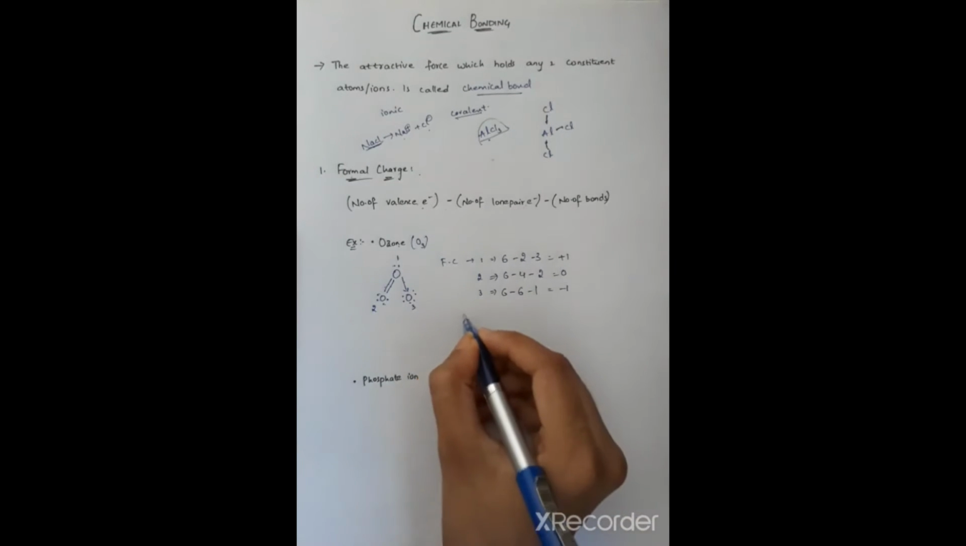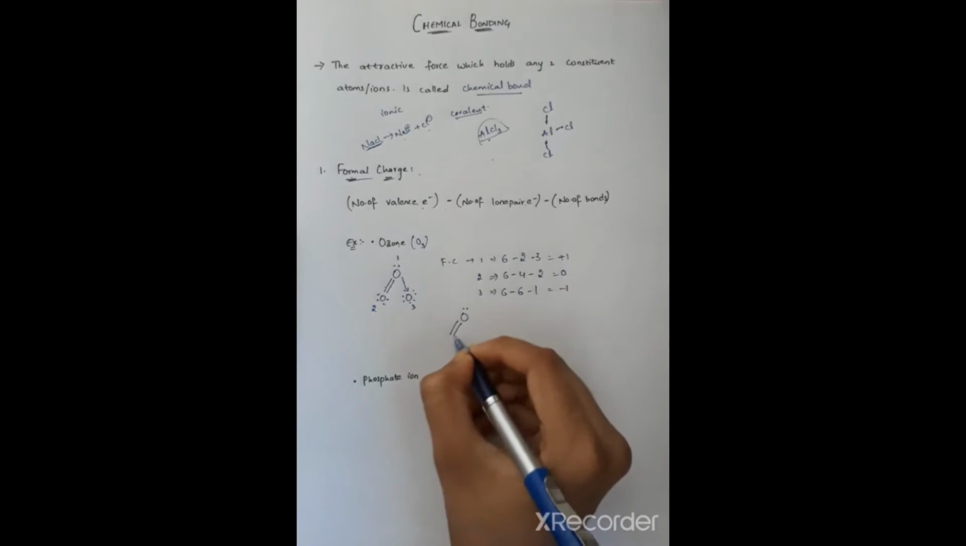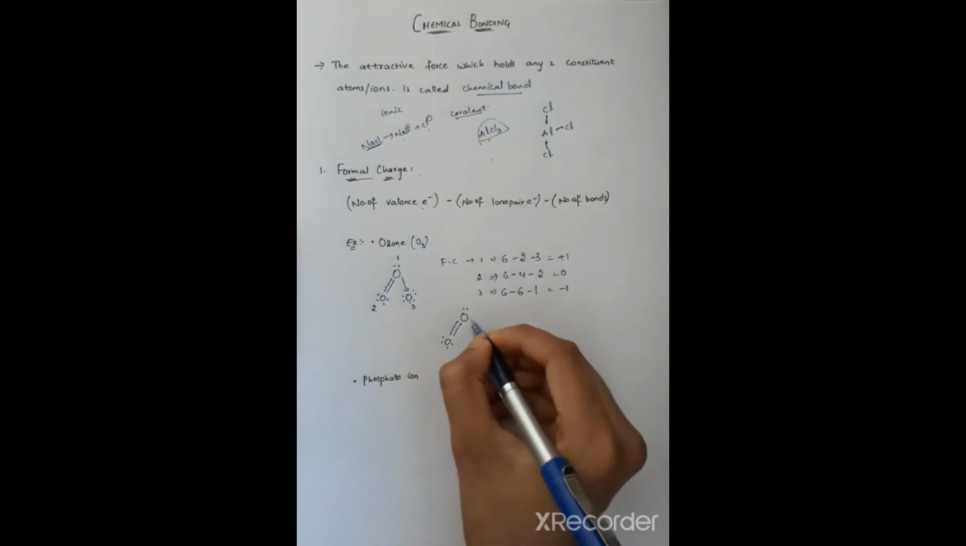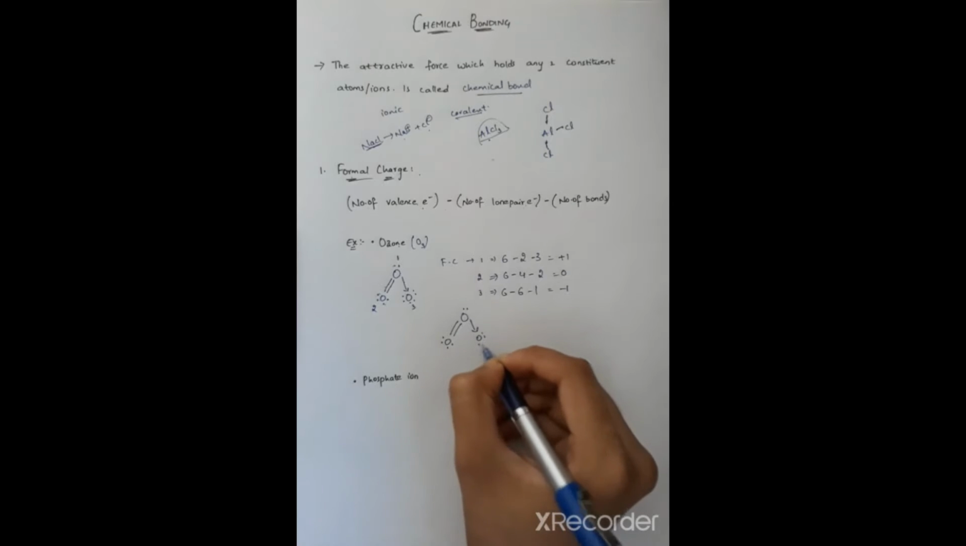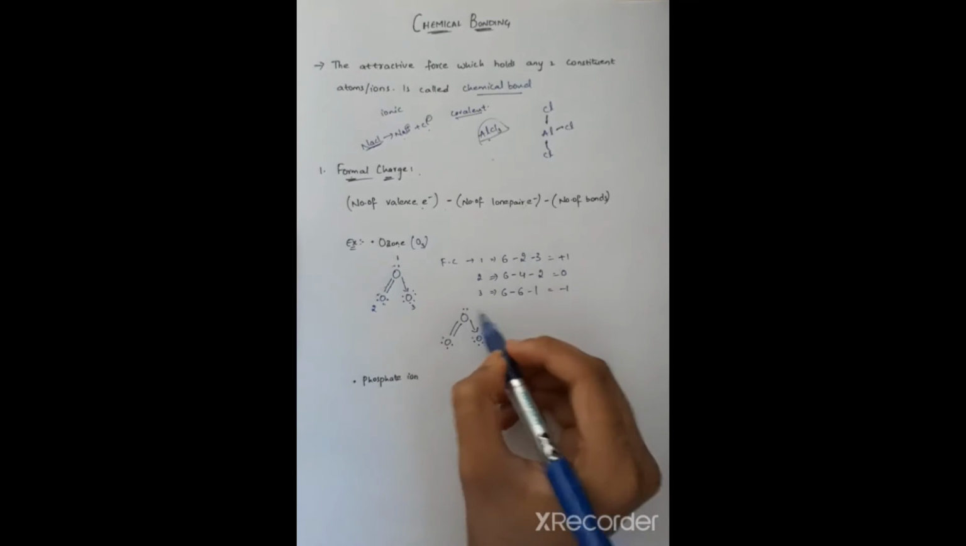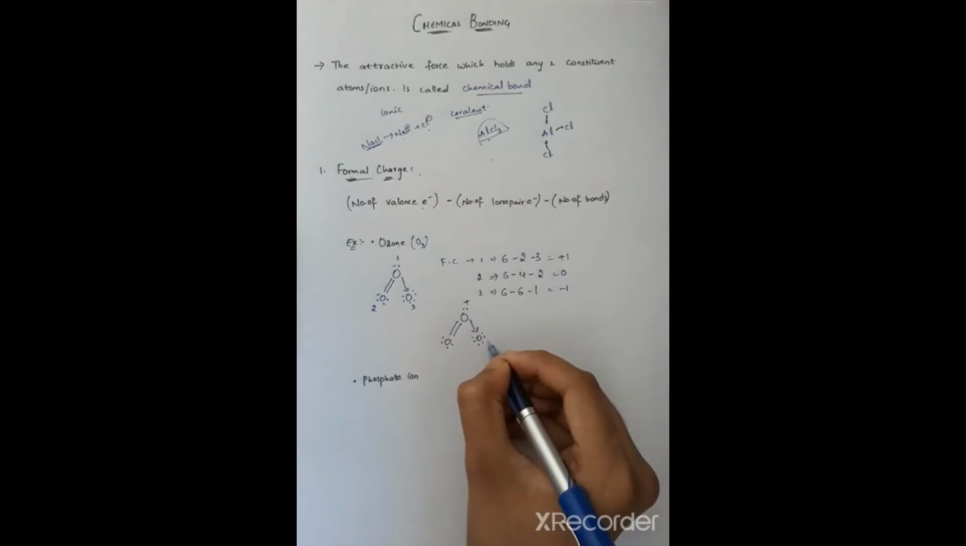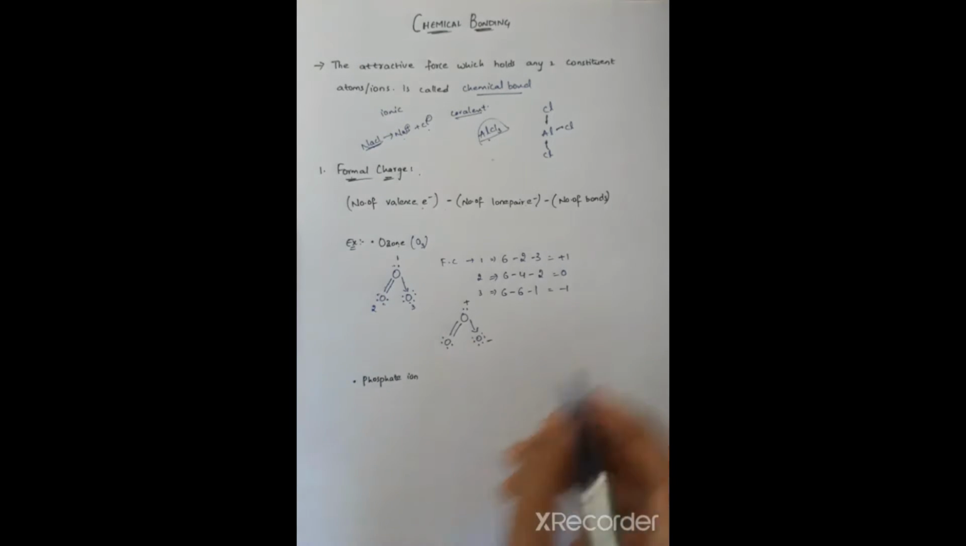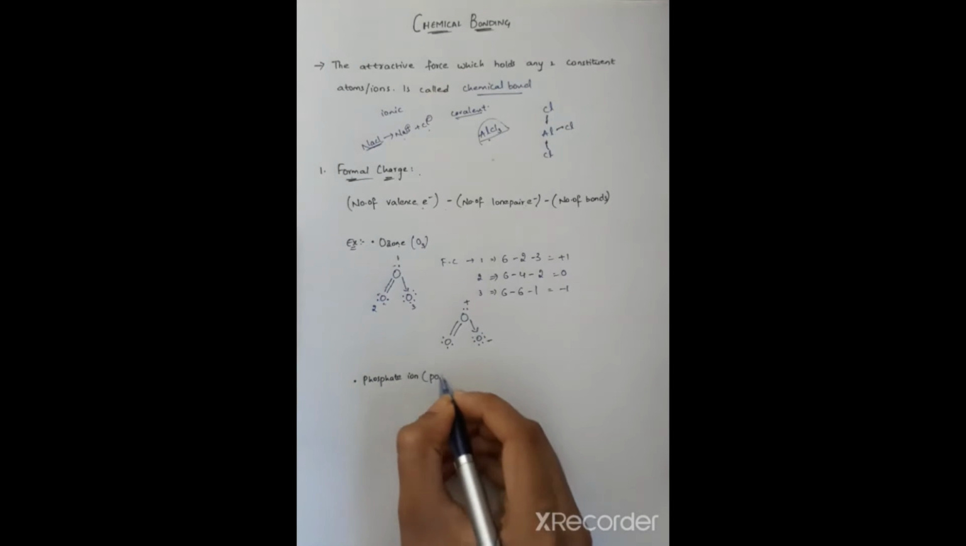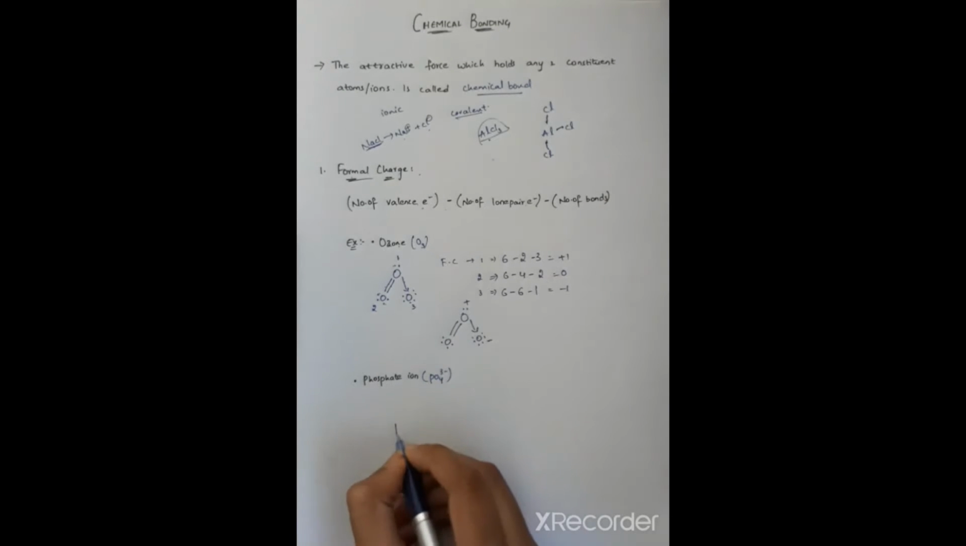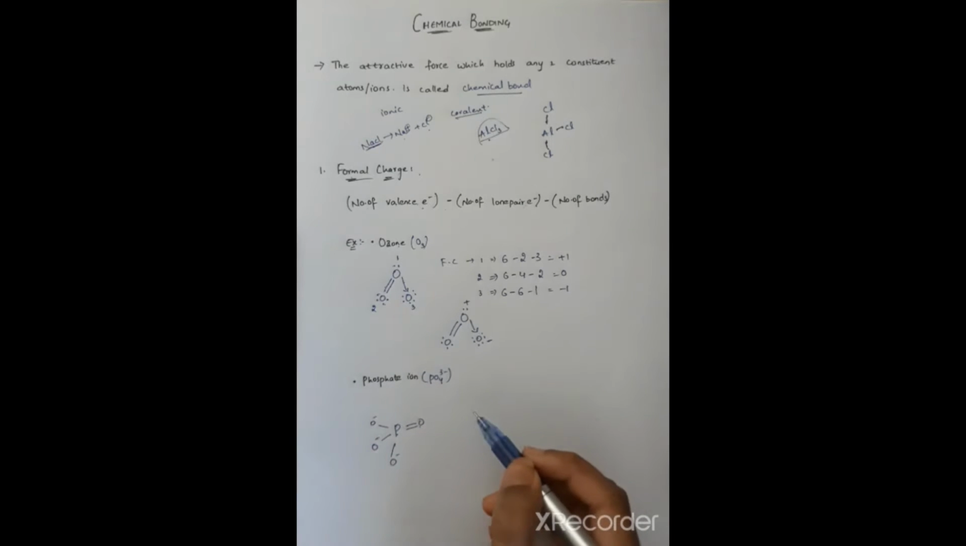So you can represent it like this: on the first oxygen it is plus, the second one is 0 and the third one is minus. For the phosphate ion, the structure is PO4 3-, with O-, O- and O-. You can calculate the formal charge for phosphorus as well as the oxygen atoms. So calculate it and comment down below.